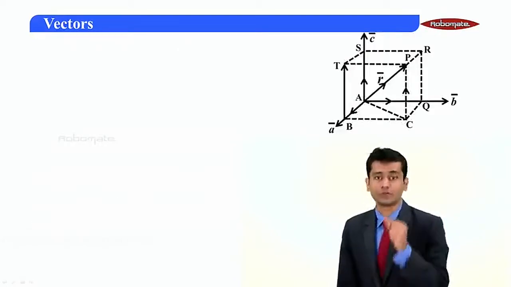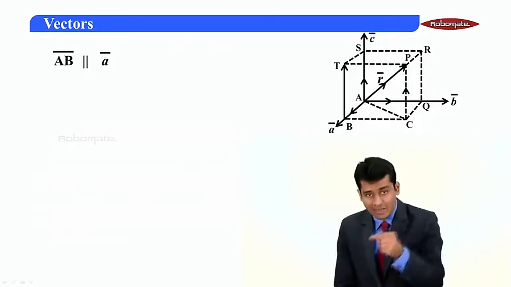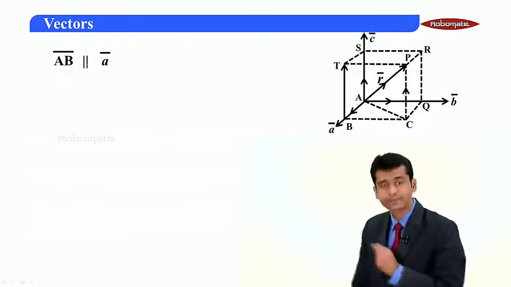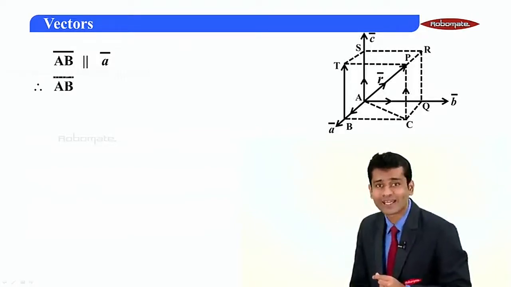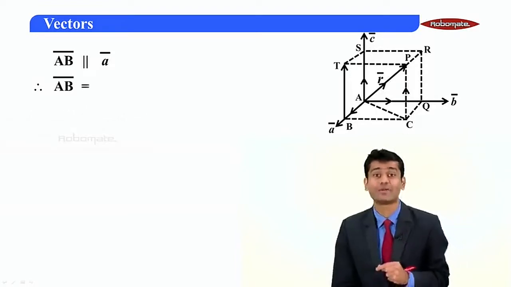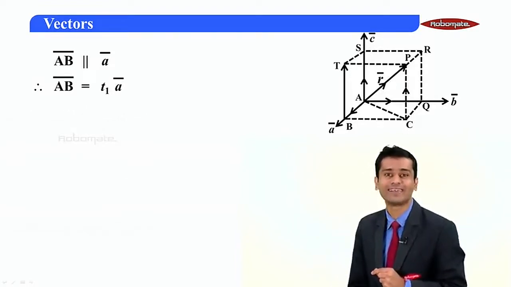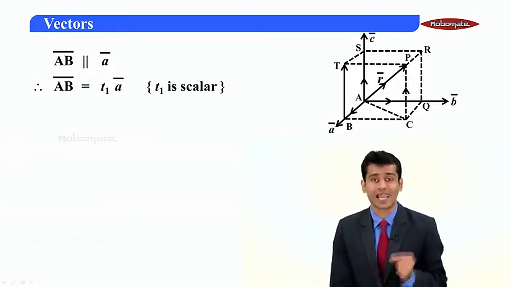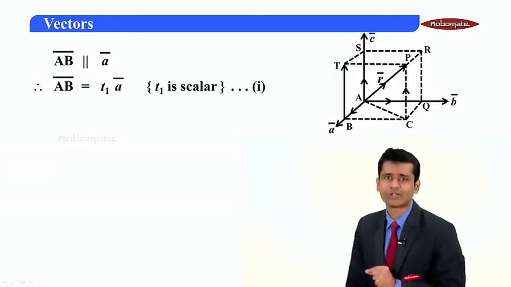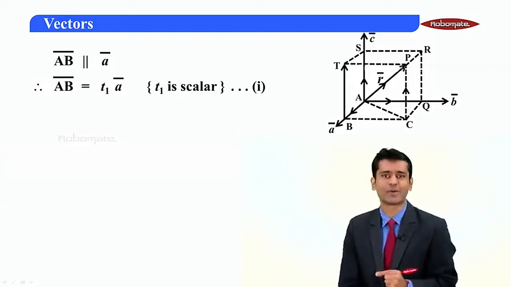Now, if you see in the diagram again, AB bar is parallel to a bar. So can I say AB bar is a scalar multiple of a bar? So can I say AB bar equals t1 a bar, where t1 is a scalar? Let us give the numbering to this equation, that is number 1.